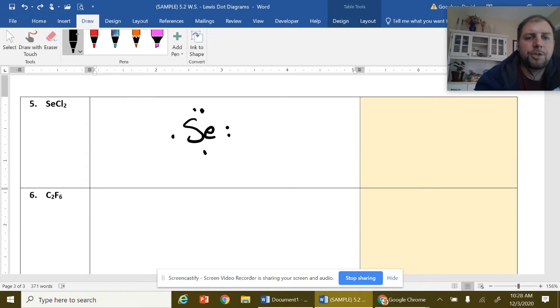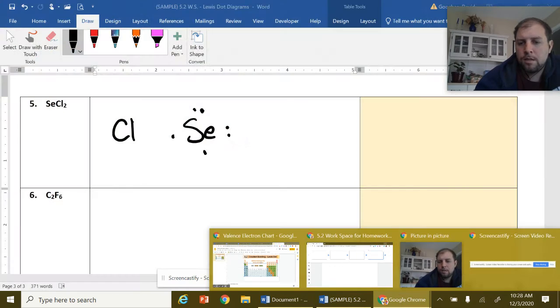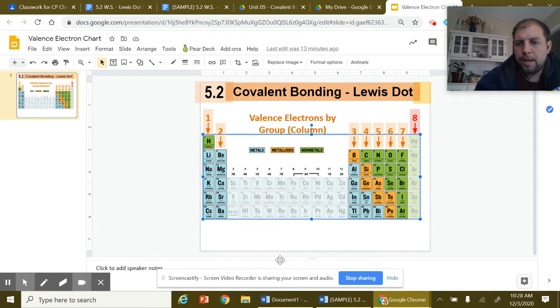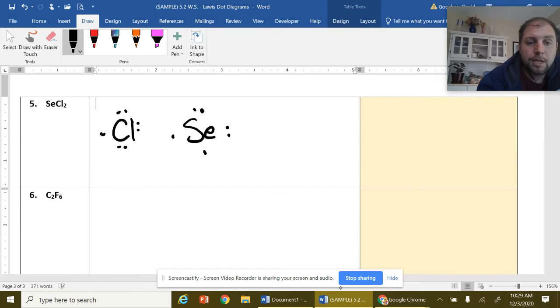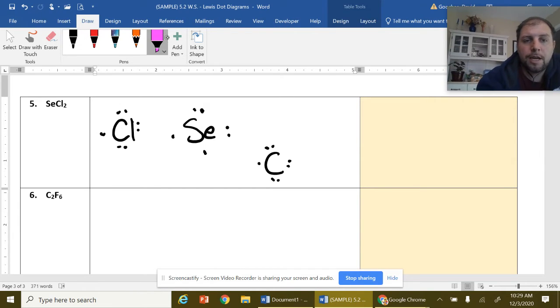All right, next I got to do 2 of these Cls. Now Cl has, let's double check. Now here it is, 7. You're just going to be doing the green guys. The green guys are the nonmetals. That's all you're going to be working on right now. So chlorine has 7 valence electrons. So here I go. 1, 2, 3, 4, 5, 6, 7. And then I'll do another one down here. 1, 2, 3, 4, 5, 6, 7. These guys can form one bond each, okay?